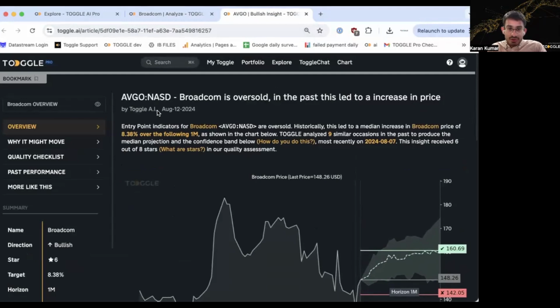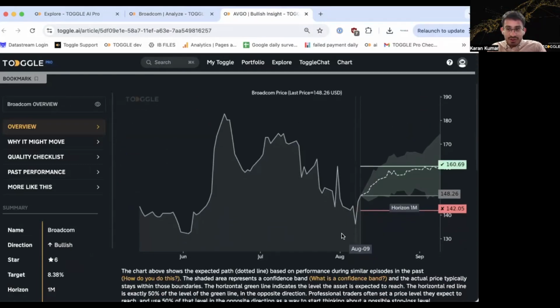So what's happening here? Toggle observed that entry point indicators for Broadcom are oversold. Historically, in the past 9 times it saw this happen, the asset typically bounced about 8% over the following 1 month. It also gives that visual representation over here, showing you the median likelihood as well as the other combinations. So potential for the price to rise higher, potential for the price to not rise as much.